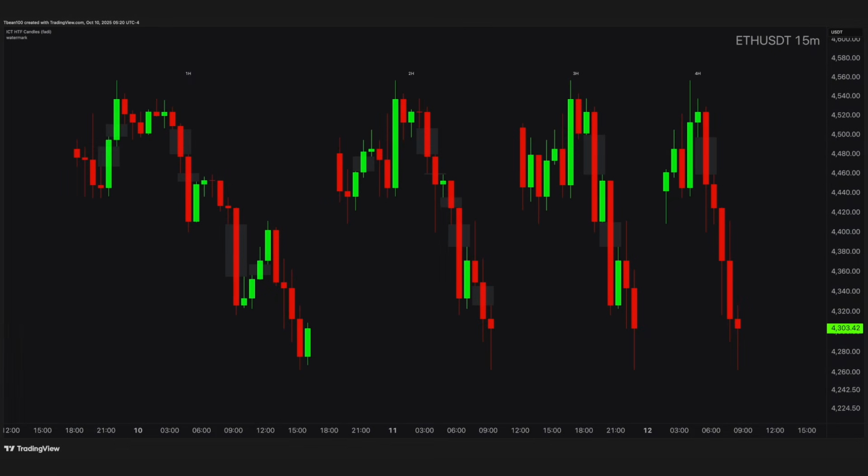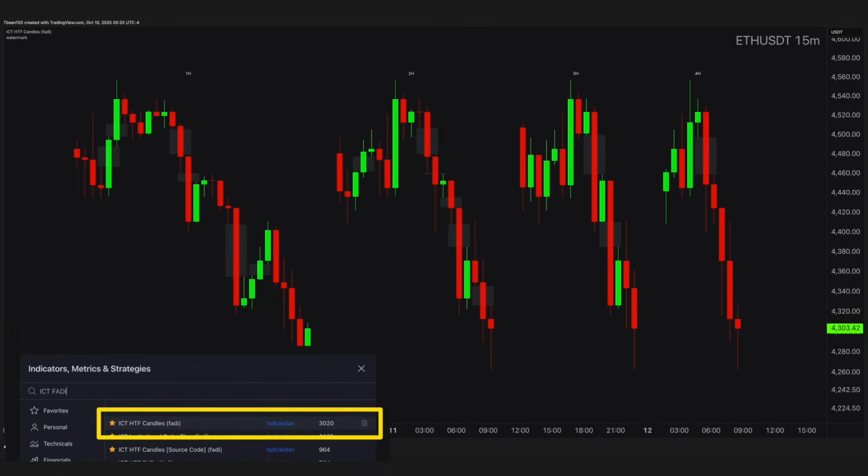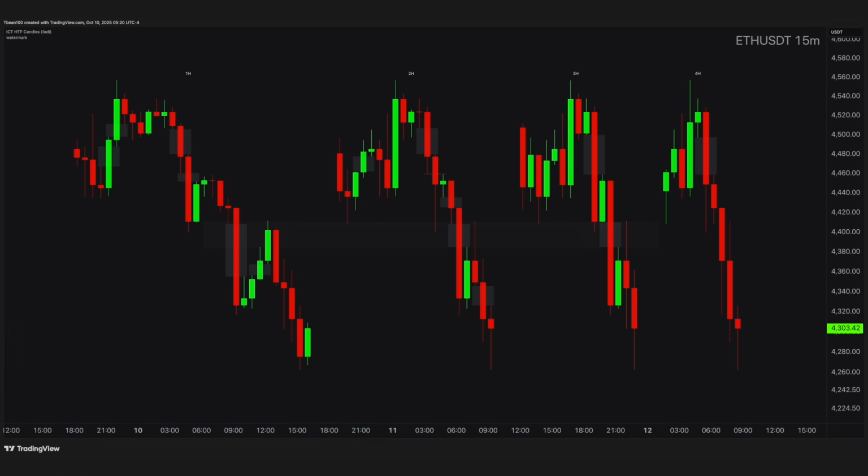Let's talk about how to read great price action using this amazing indicator called the ICT high time frame candles. This tool really helps you to understand the market movement on the hourly chart basis, especially when you are planning to trade or scalp in the lower time frames.